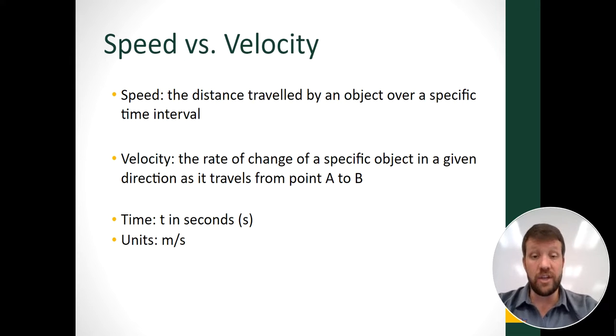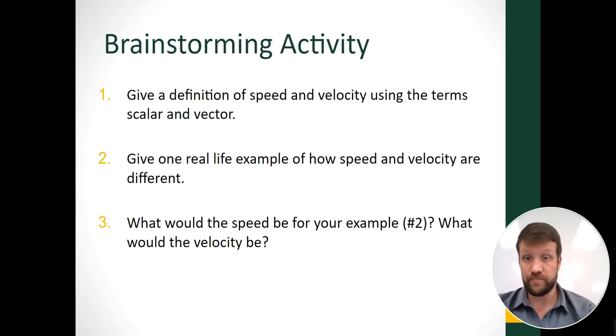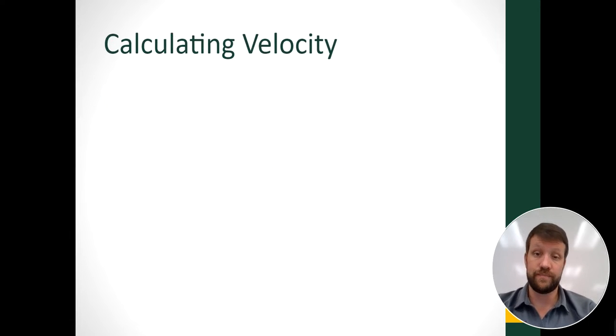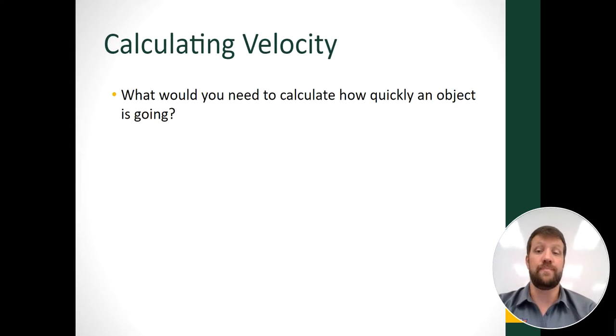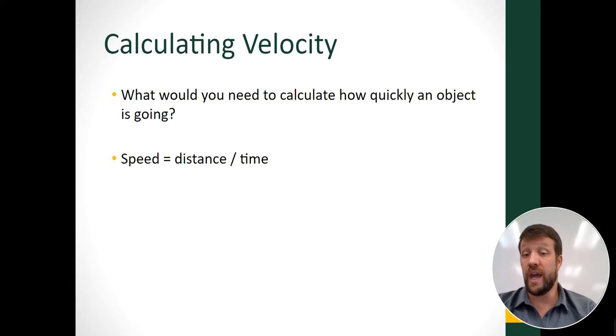The time as we measure things here in physics is going to be measured in seconds, and so our standard unit for speed and velocity is meters per second, not miles per hour. And we'll talk more about that as we get to some specific problems. We've got another brainstorming activity, and again, we'll visit these when we actually have class in person as opposed to this recording. As you're calculating velocity, I want you to think about a few things here. What would you need to calculate how quickly an object is going? And we'll do this activity as well, but what would you need to do that?